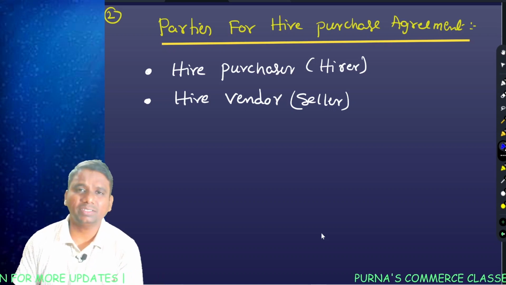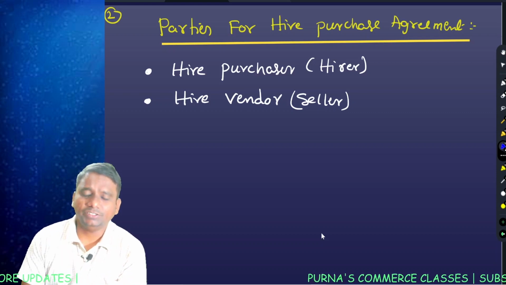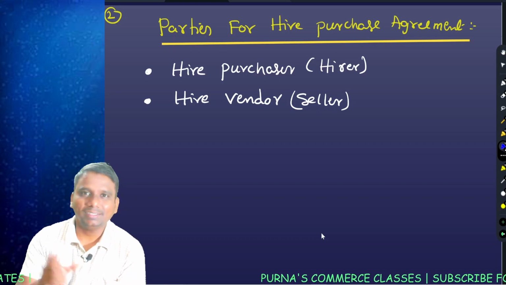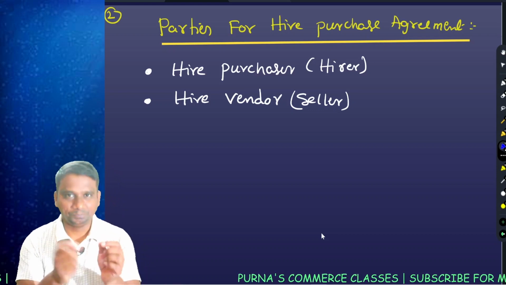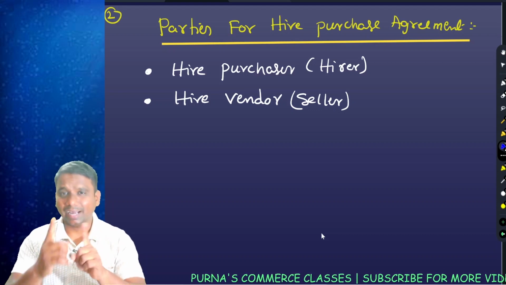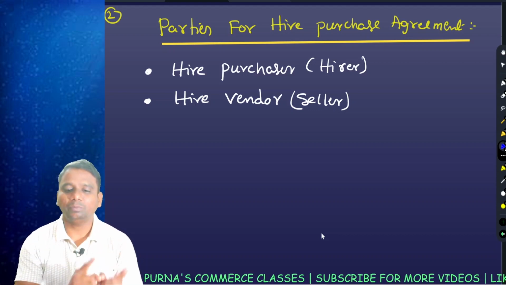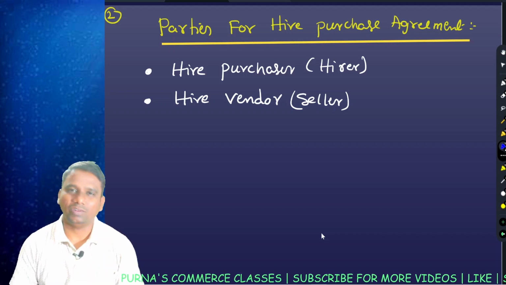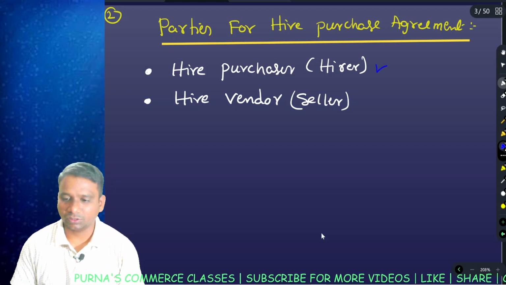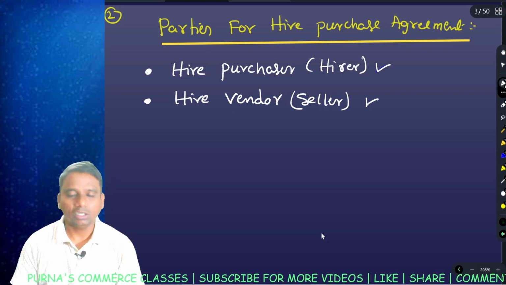Parties for hire purchase agreement. If you remember, for bill of exchange, there are three parties: drawer, drawee, payee. For consignment, there are two parties: consignor, consignee. At the same time, for the hire purchase system agreement, there are two parties: hire purchaser and hire vendor. To put it simply, hire purchaser is nothing but the hirer, the person who purchases the goods, and hire vendor is the person who sells the goods.